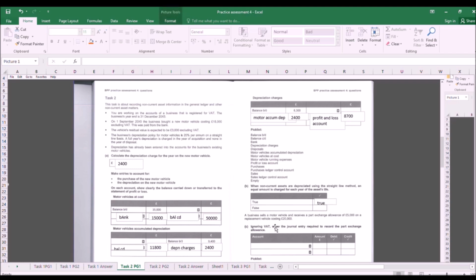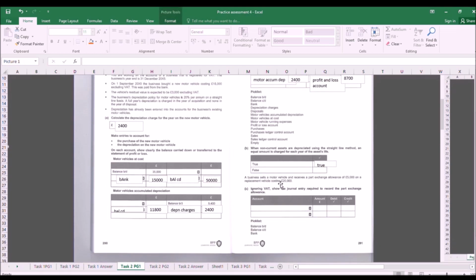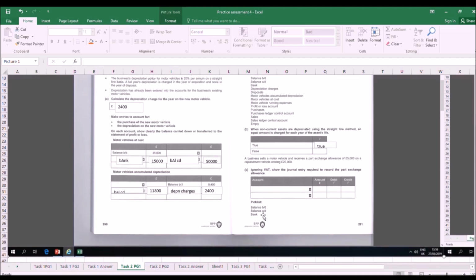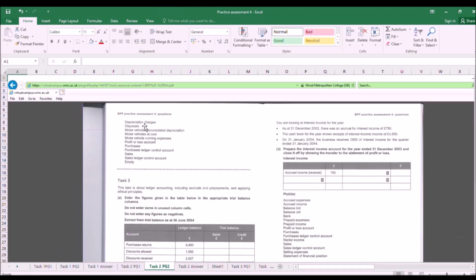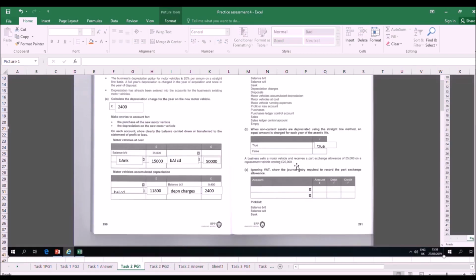Right. And a business sells a motor vehicle and receives part exchange £5,000 on replacement vehicle costing £20,000. Ignoring VAT, show the journal entry required to record the part exchange allowance. Okay, we've got a pick list here. We've got bank there, which won't be useful for any of them. Let's go over to the next page and see what else we've got. We've got depreciation charges, disposals. It's not really giving us anything in terms of depreciation charges, is it? It's not helping at all on that one.